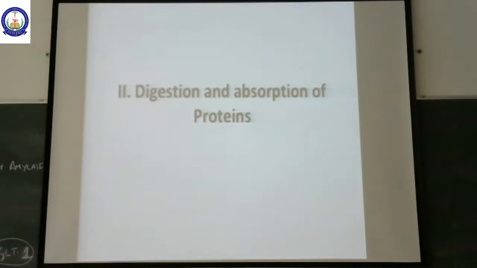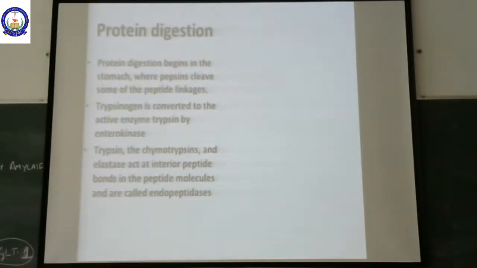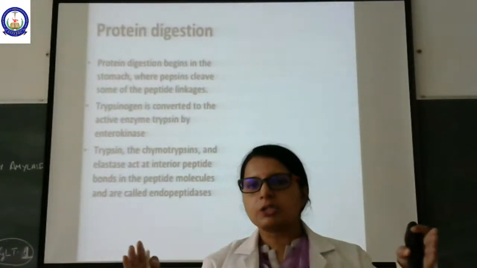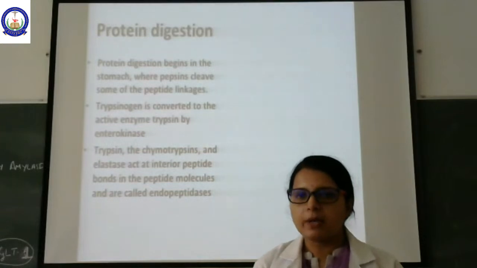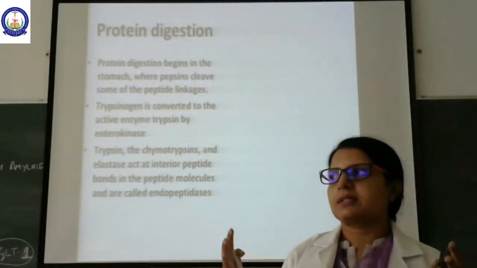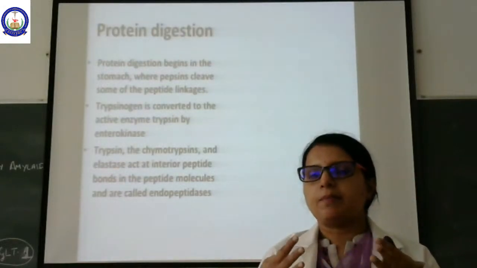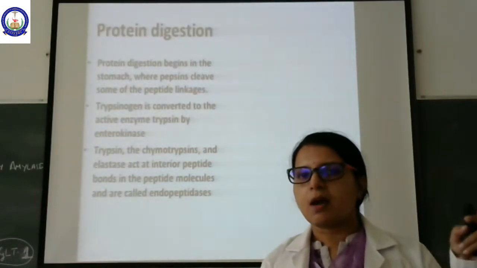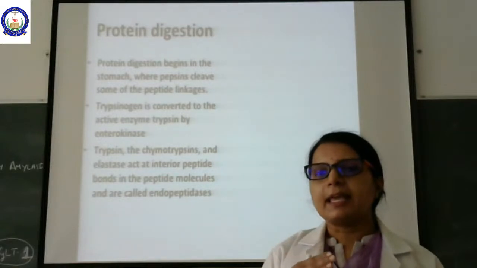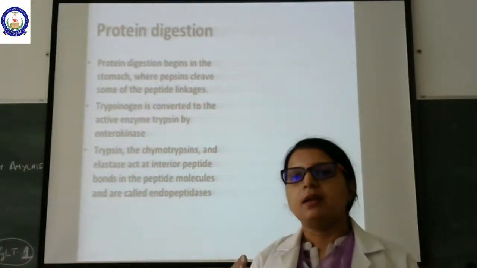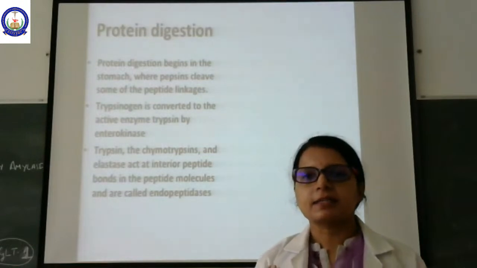Now coming to the digestion and absorption of proteins. Just like carbohydrates, proteins are also made up of a long chain of amino acids, which is called a polypeptide. Polypeptide means a large number of amino acids bound together by means of peptide bonds. In carbohydrates, these were called linkages, alpha 1:4 linkages, alpha 1:6 linkages. But in proteins we call it a peptide bond.